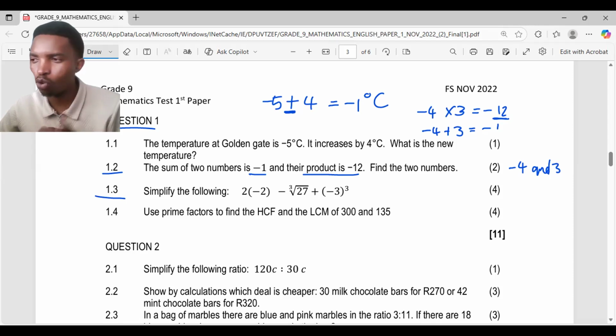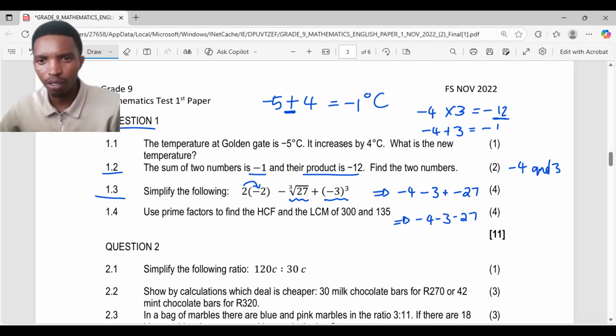And then for this question, straight calculator, right? In our case, for GEC, straight calculator. But if I said we should simplify without using a calculator, here we're going to get 2 times -2 is -4, right? Then we have -3, and then this is going to give us +3. And then we put this as well in the calculator, we're going to get -27. So here we're going to have -4 minus 3 minus 27. So finally, our answer in this case will be -34.